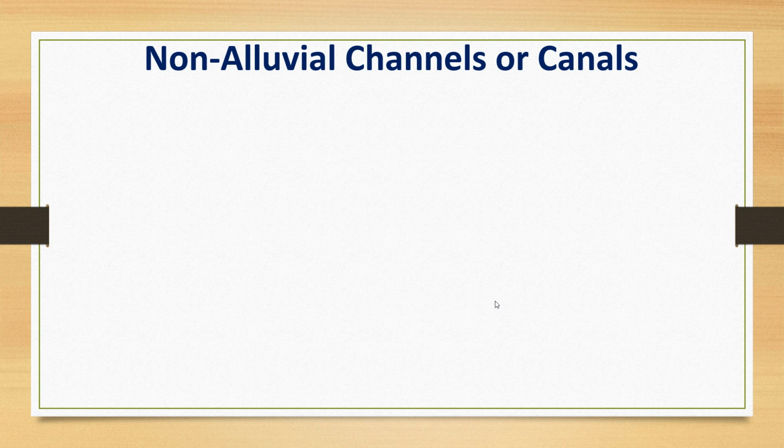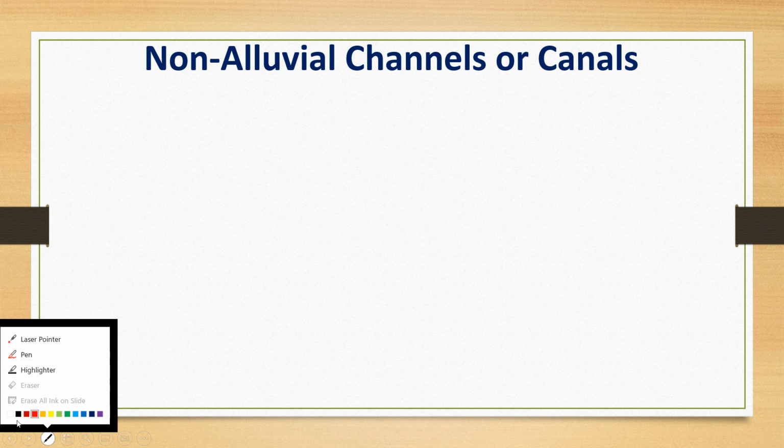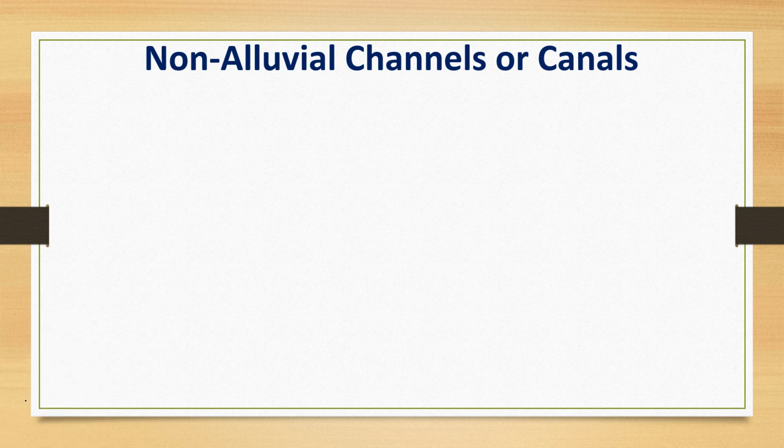So what is a non-alluvial? Here, the word alluvial means something. Whenever we see the word alluvial, we mean that the channel is erodible, meaning material is transferred. Whenever you see alluvial, it means transfer of soil with flowing water.